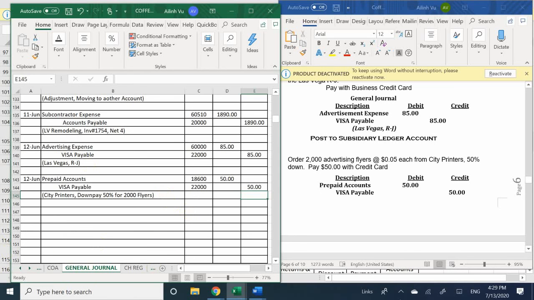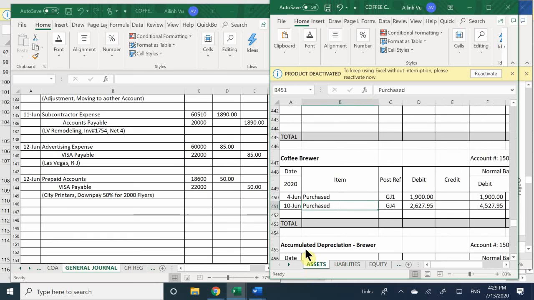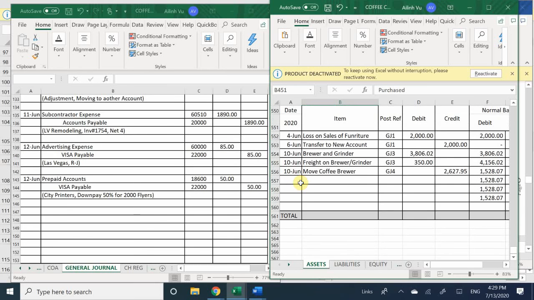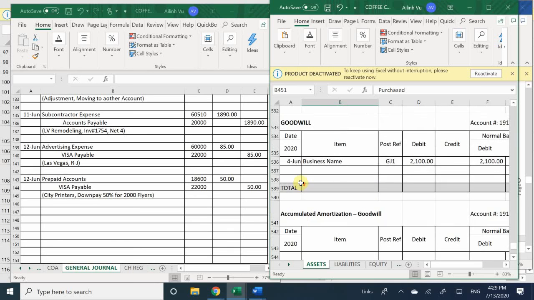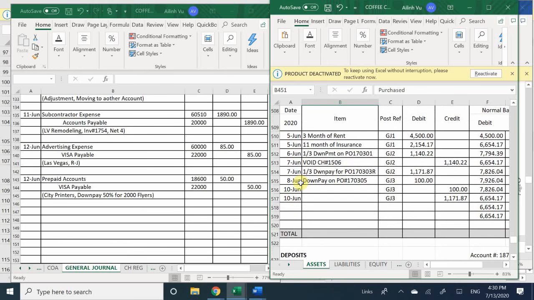All right. So now we need to go to our ledger, and let's go ahead and go to prepaid accounts, which is your asset. It should be page 15 or 16, prepaid. Actually 15 for prepaid accounts. So here, I'm going to indicate the 12th. Is it the 12th or are we on the 13th already? No, this is still the 12th. Okay.